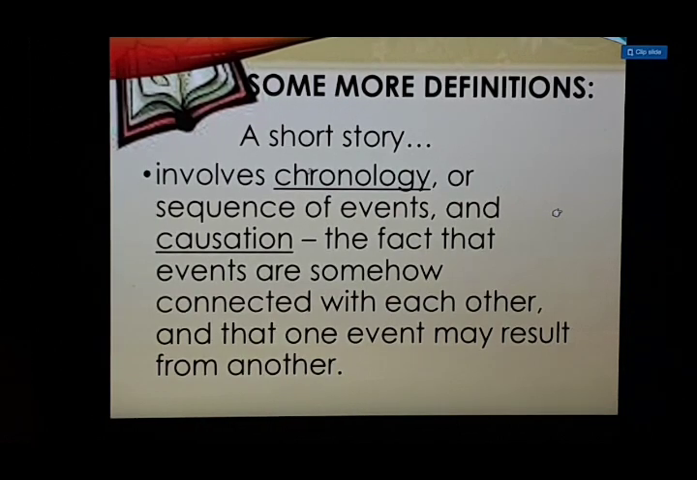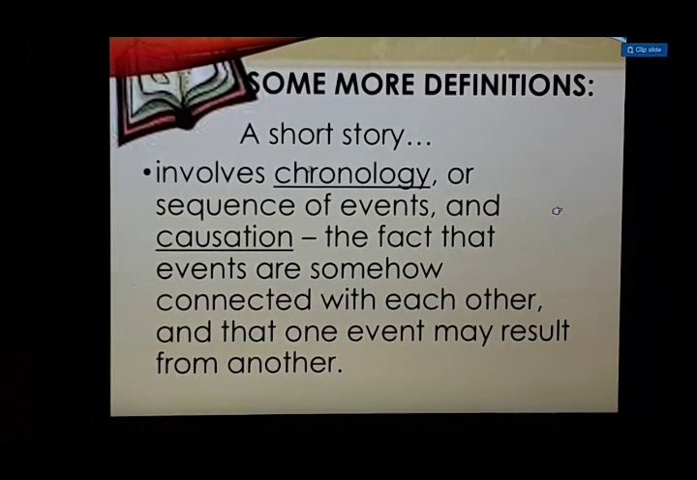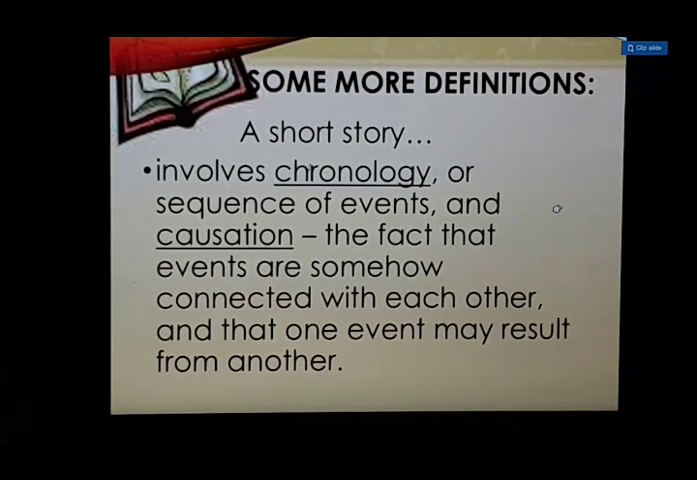So chronology is the sequence of events. It should move in a proper order from one sequence to another, and then another, and most probably to the ending. And causation. Causation is the fact that events are somehow connected with each other. It should not go awry. It should not go haywire.